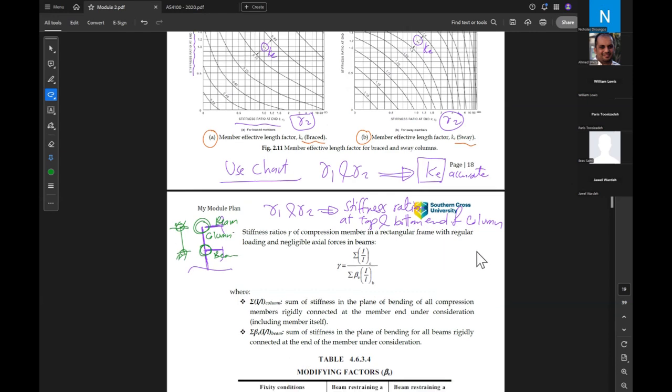Okay, so what is gamma? Gamma equals this formula. Gamma equals summation I over L for the column, over summation beta E I over L for the beam.